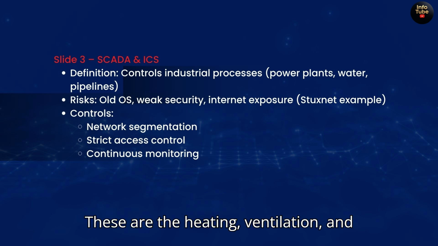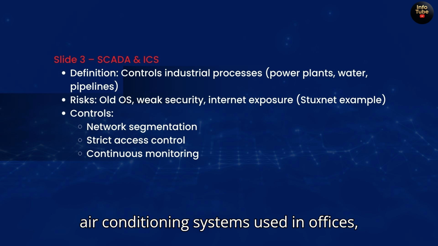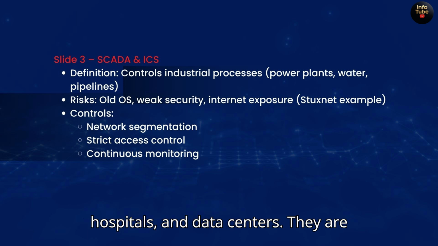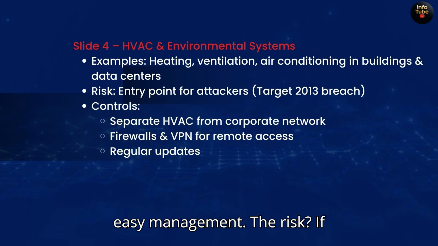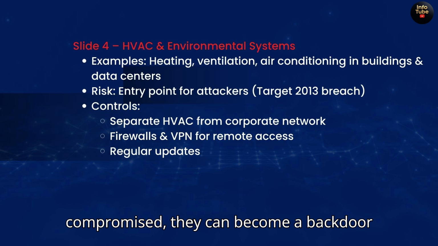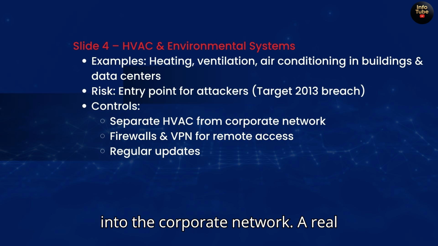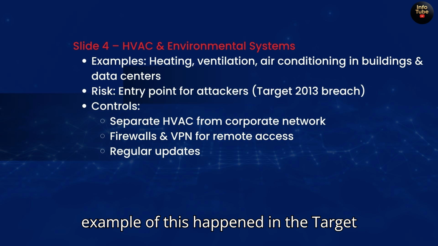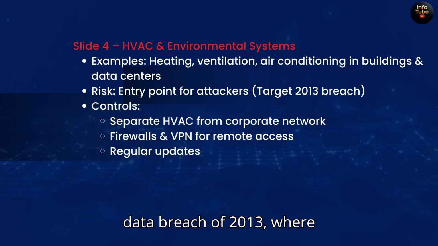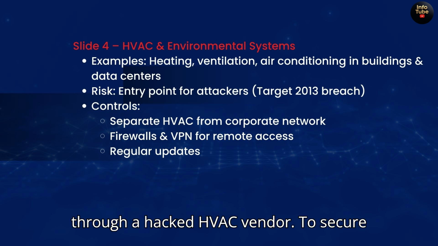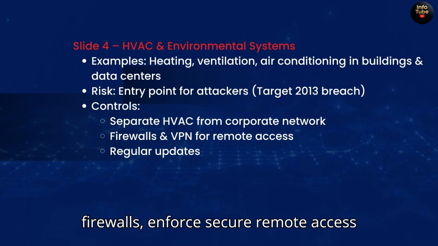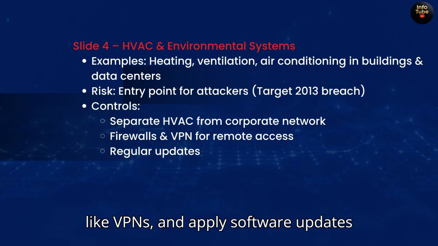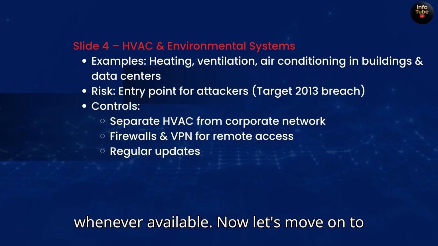These are the heating, ventilation, and air conditioning systems used in offices, hospitals, and data centers. They are often connected to building networks for easy management. The risk? If compromised, they can become a backdoor into the corporate network. A real example of this happened in the Target data breach of 2013, where attackers got into Target's network through a hacked HVAC vendor. To secure them, we keep HVAC networks separate, use firewalls, enforce secure remote access like VPNs, and apply software updates whenever available.